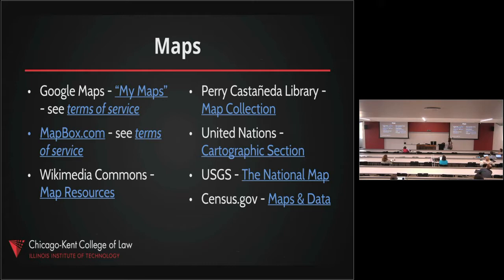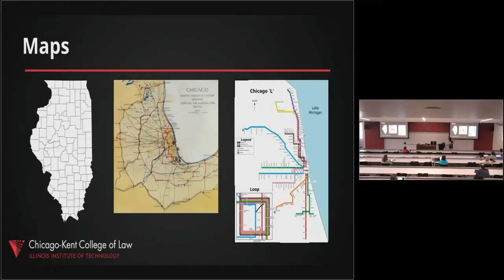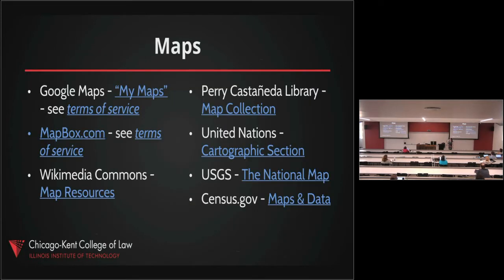Wikimedia Commons is where I find most of the maps that we're on here. So, I mean, I probably don't actually have the right to use the Chicago L map. I don't think anybody's going to sue me for that. I'm going to claim fair use.